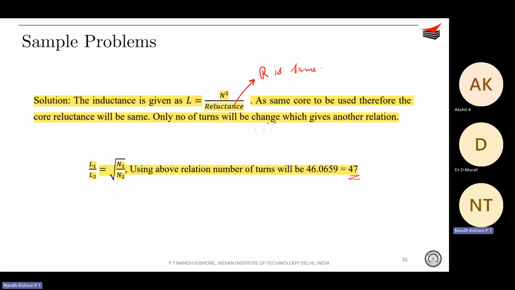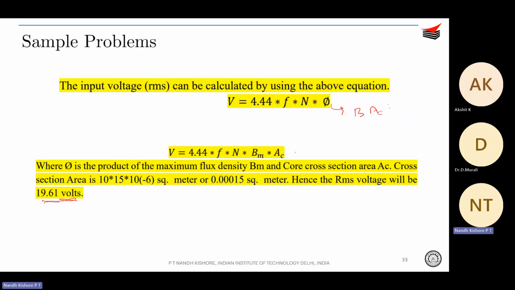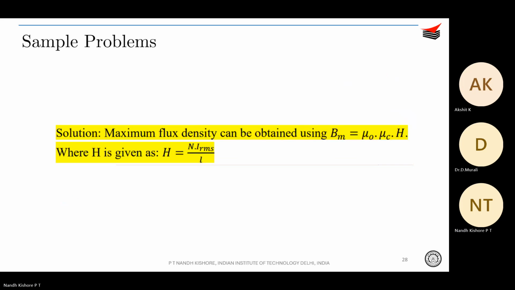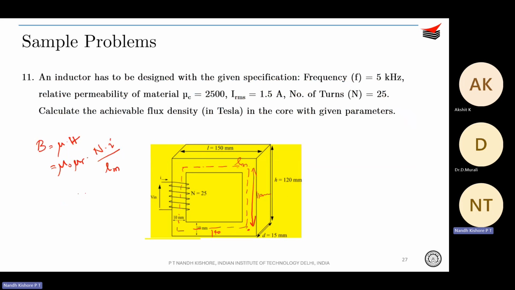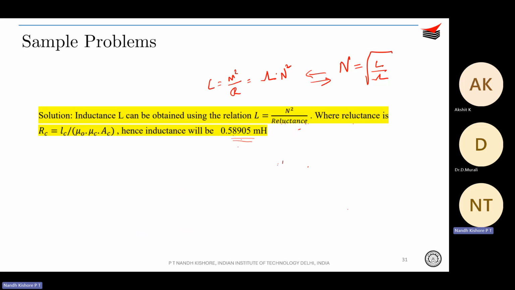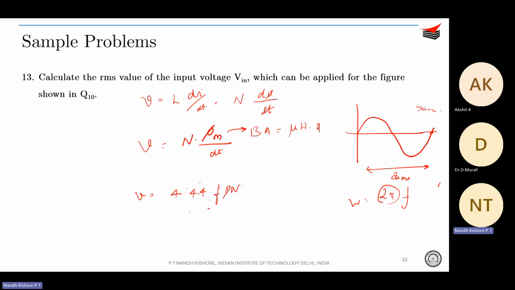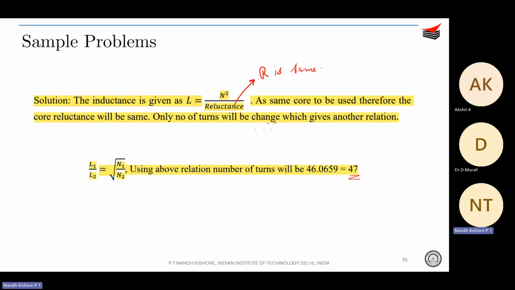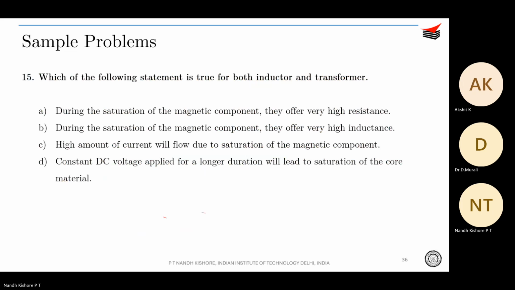Because as part of the design, we had already computed the N value, right? It is given in the question, I guess, as N is equal to 25. So N is 25, and you also know the inductance. So inductance of 0.58905 millihenry is for 25 turns. Question is, with 20 millihenry, what would be the number of turns? So it is just a scaling up, as you can understand. You would get around 47. Okay. So if this is fine, we will move on to the next question.